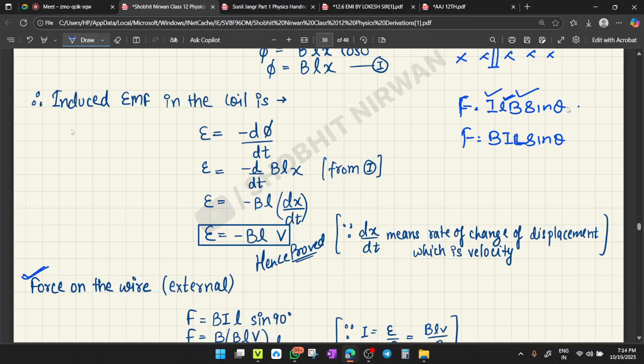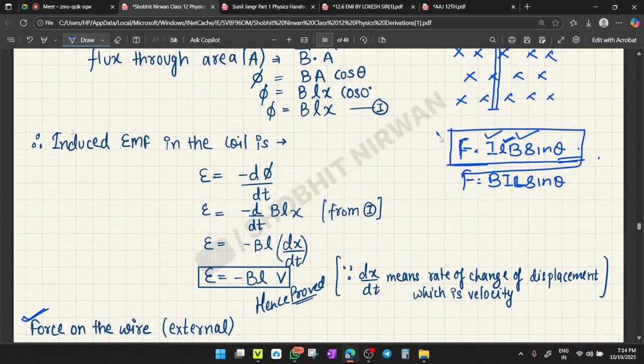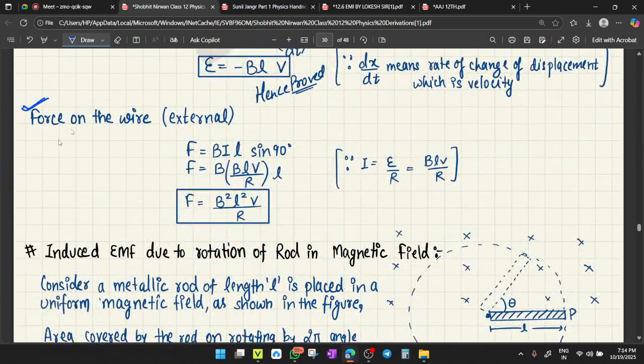So this is the force. We have derived this force in chapter 4, magnetic effect of current. From there it has been taken. So the external force acting on the wire is F equals BIL sin 90, because the angle between current and magnetic field here is 90 degrees. Clear or not clear? Yes.